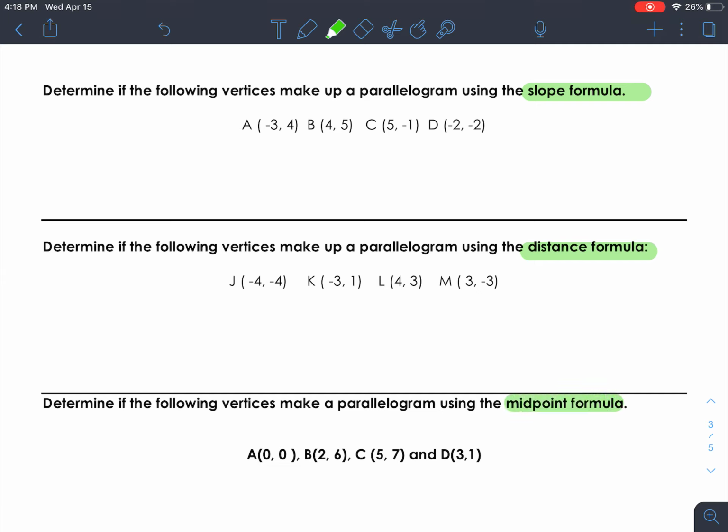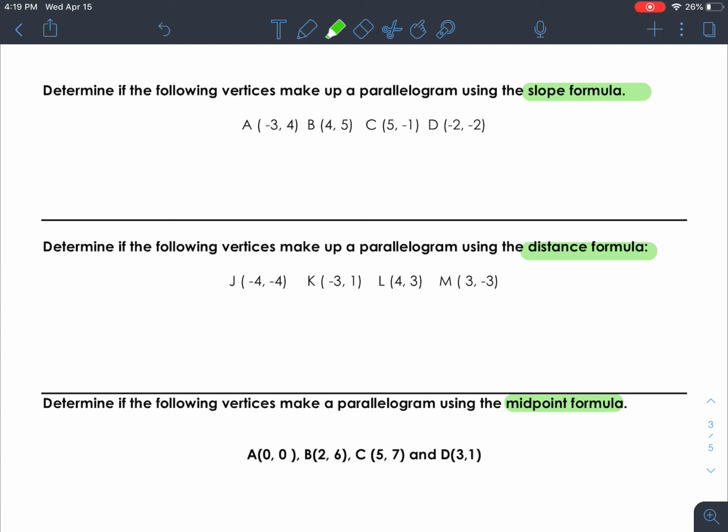Now, on a test or a quiz or whatever we're doing, in online learning, I'm not going to specify which one that you have to do. So you guys can kind of pick which one, but I do want to show you examples of each of these three.